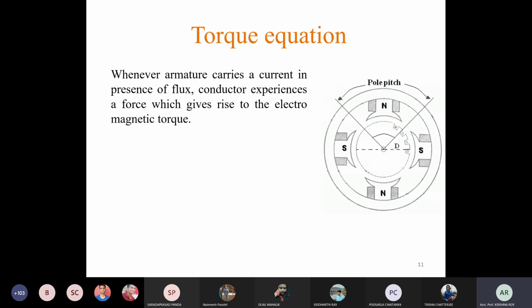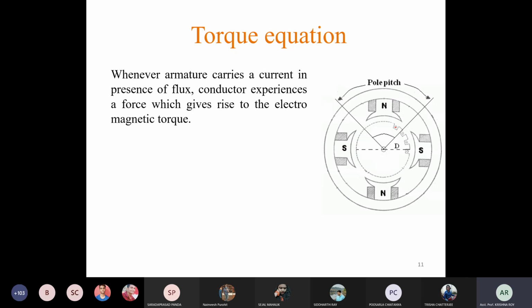supply to the armature, the conductors will experience some force, because this situation is that some current carrying conductors are placed under some magnetic flux. So this current carrying conductor will experience some force. Initially when the rotor is not rotating, depending on the position of the conductor, all the conductors will experience some force, and those forces will produce some couple, and that couple gives rise to this electromagnetic torque.